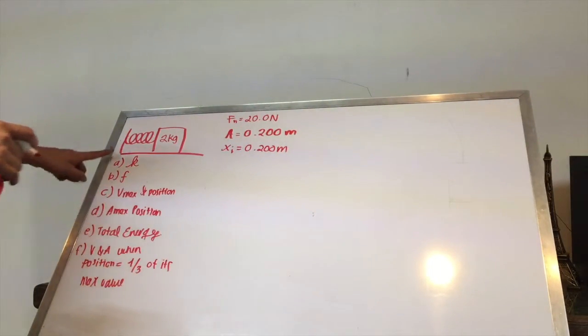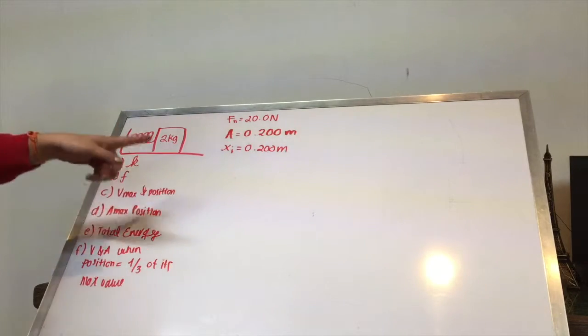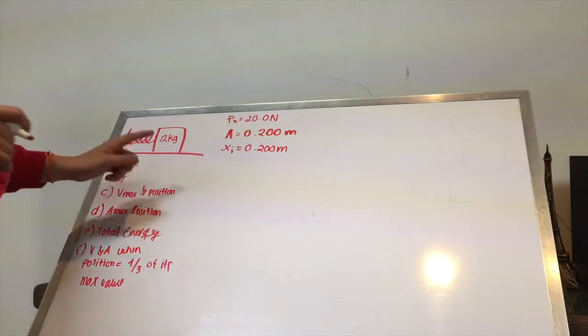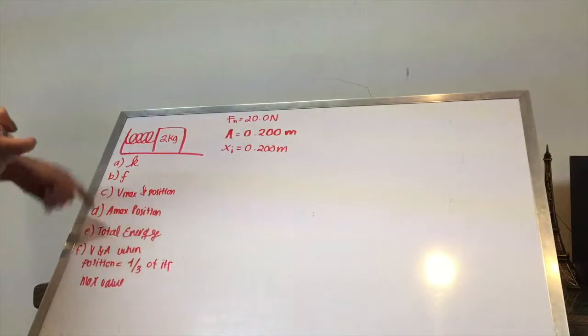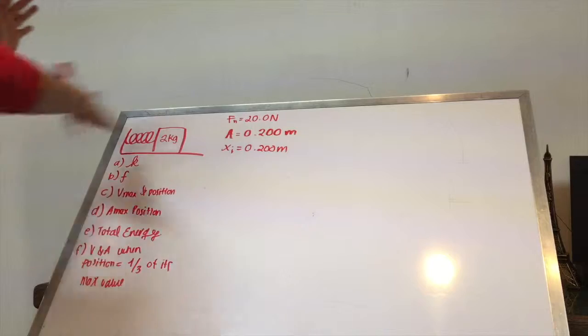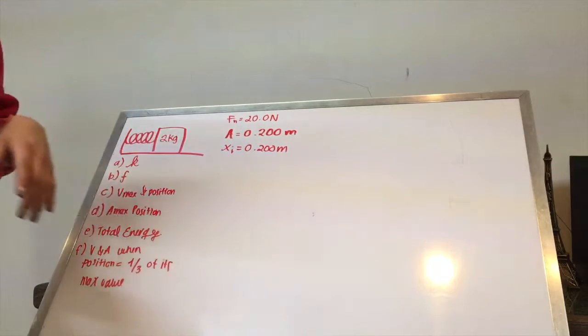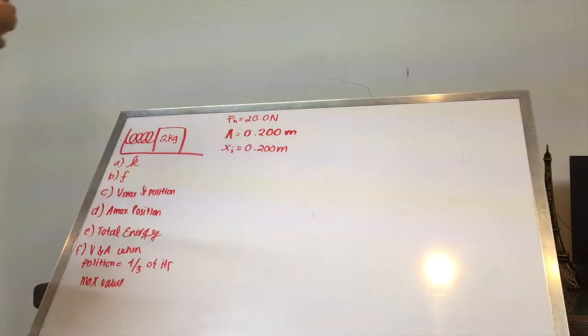And we have these questions: first, the constant, the frequency, the period, the maximum velocity, and the position where it occurs. Then we have the acceleration, the maximum acceleration, the position, the total energy of the system, and the velocity and acceleration when its position is 1/3 of the initial position.